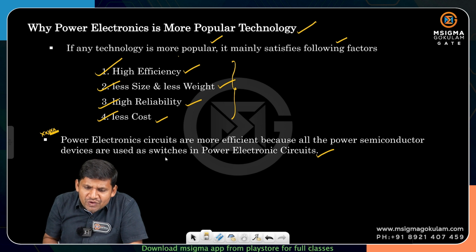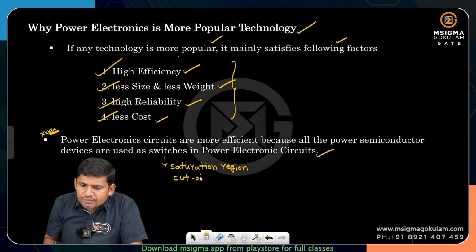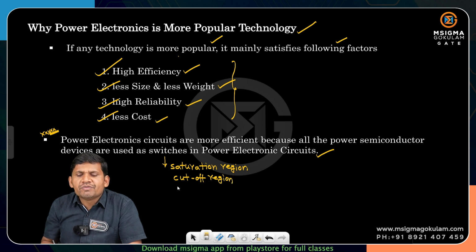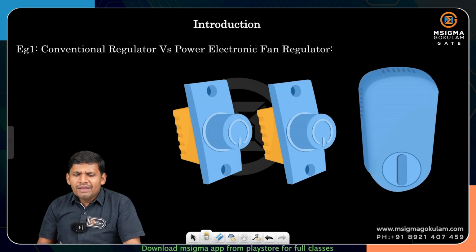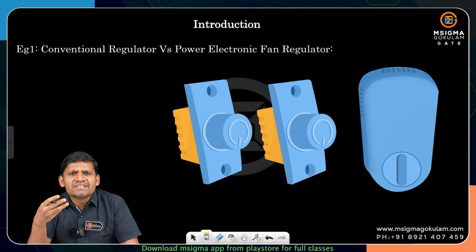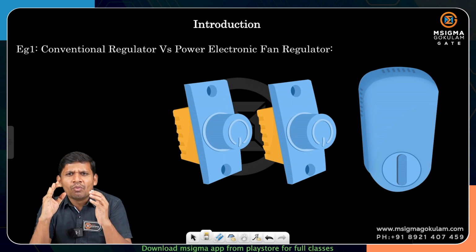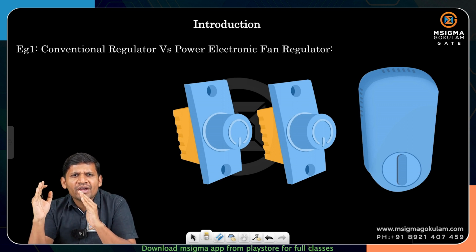Used as switches. Switches means one is the saturation region, and the other is the cutoff region. That's the reason why power electronic circuits are more efficient circuits, because we are using the devices as switches.